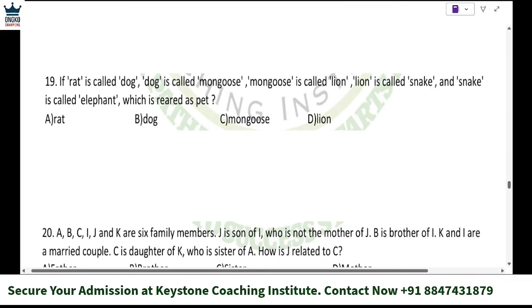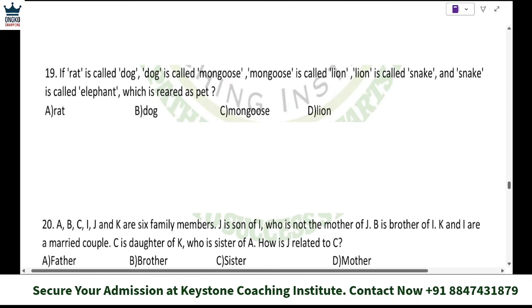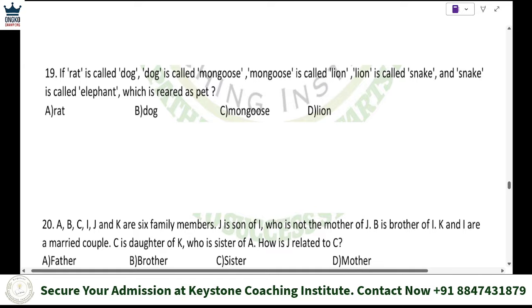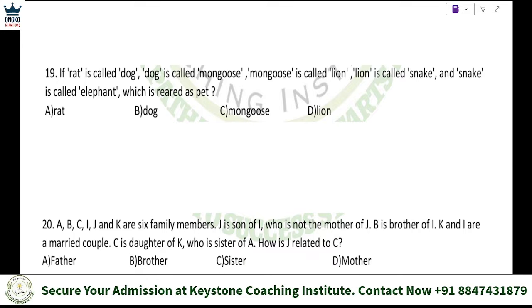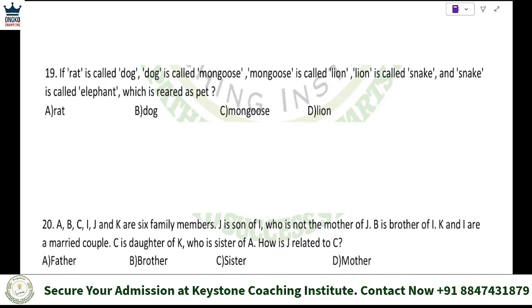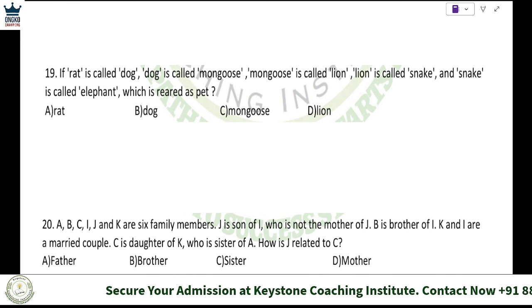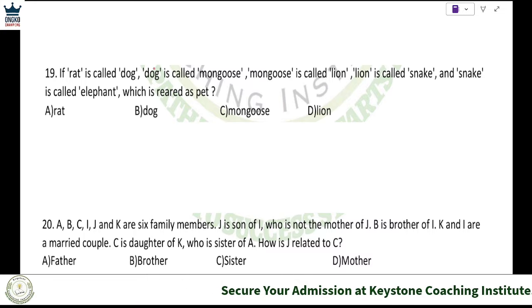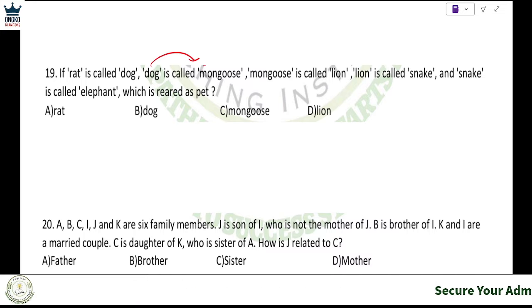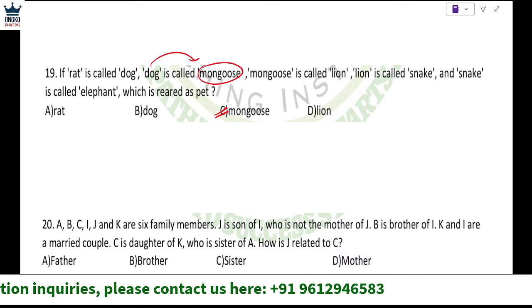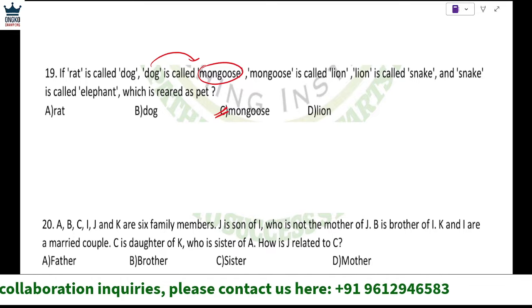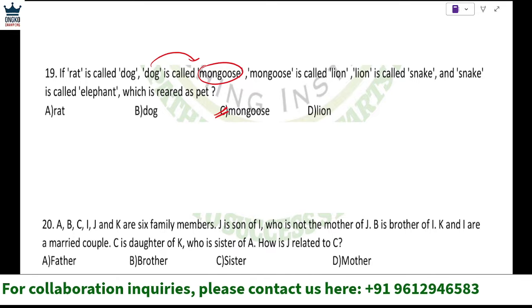Okay, so this is also coding and decoding, right? Nssb is very common. If red is called dog, dog is called mongoose, mongoose is called lion, lion is called snake, snake is called elephant, which is reared as pet? So here dog, only dog is called what? Dog is called mongoose, right? So the answer is mongoose. Dog is called what? Mongoose.